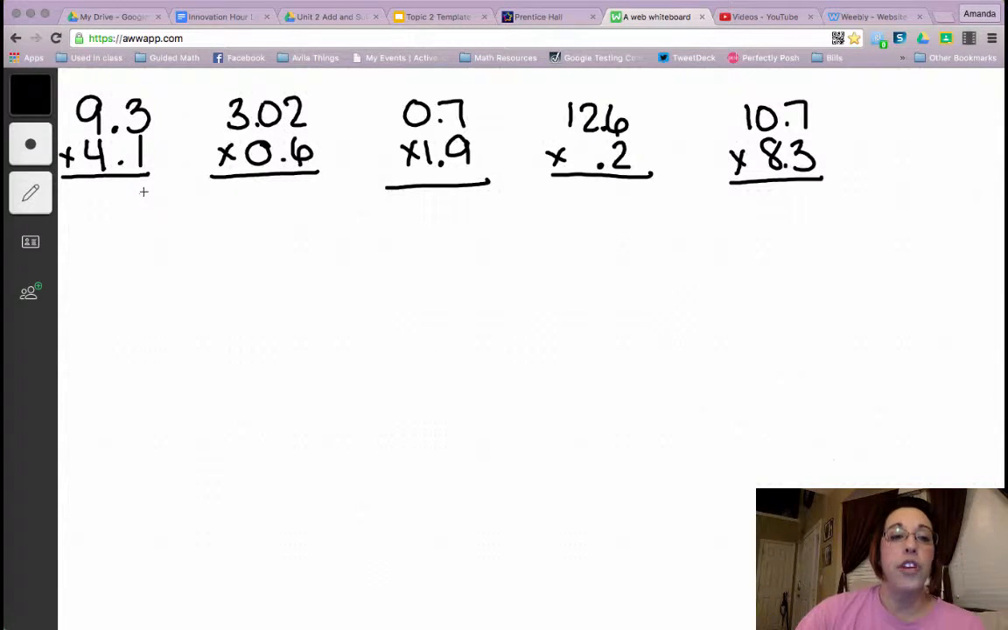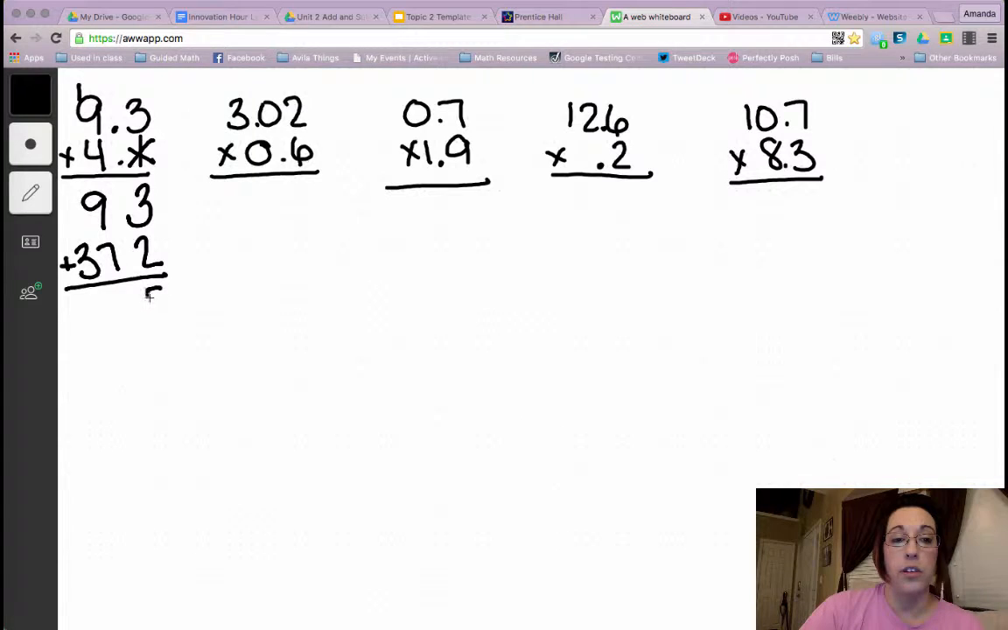So let's start over here. We have 9 and 3/10 multiplied by 4 and 1/10. We multiply like normal. 3 times 1 is 3. 1 times 9 is 9. Cross it out. 4 times 3 is 12. Regroup. 9 times 4 is 36. Plus 1 is 37.